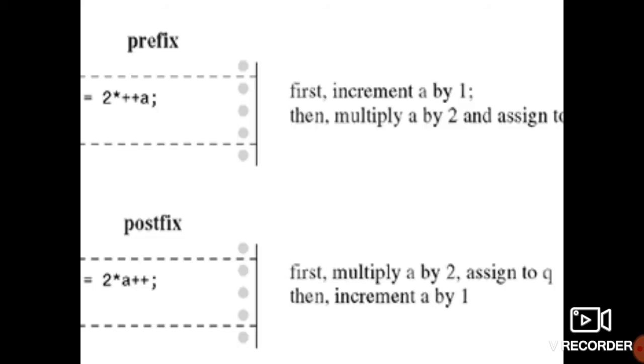Now here is another example. See, y is equal to 2 into plus plus x, and y is equal to again 2 into x plus plus. Now here first we will give an increment of 1 and then we will multiply the number, and in the latter one first we will multiply the number and then we will give the increment.